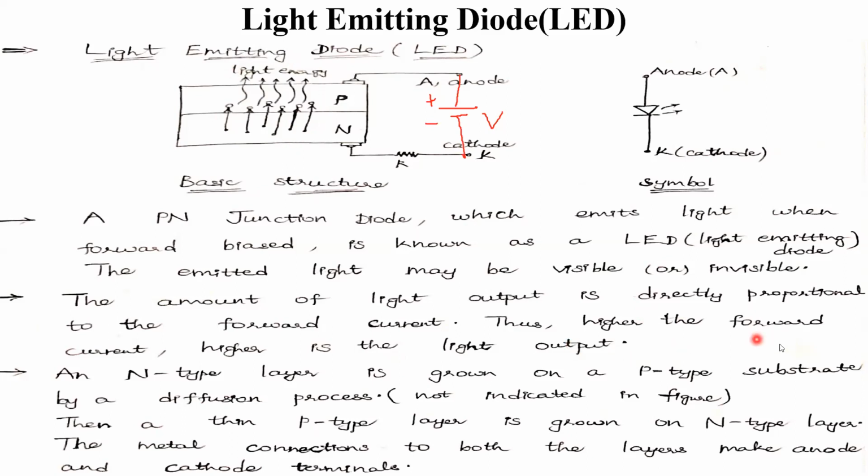The higher the forward current, the higher the light output. If the current flow is high, then the light output is also high. That means the electron-hole pair charge carriers are high, so conductivity increases, and due to that the current flow also increases. Due to this high amount of current flow, I am going to acquire a large amount of light energy from the active region.